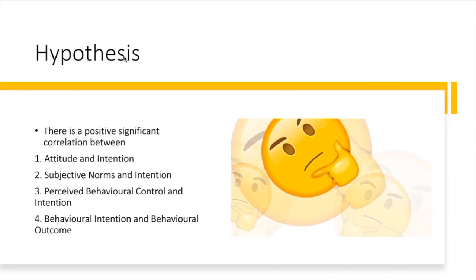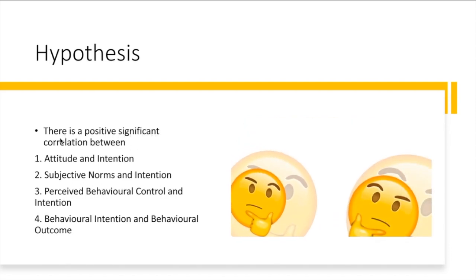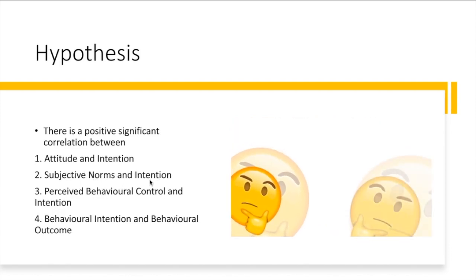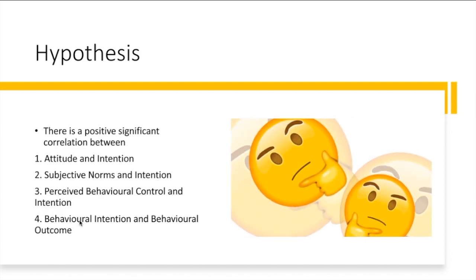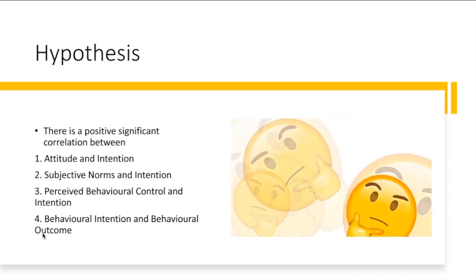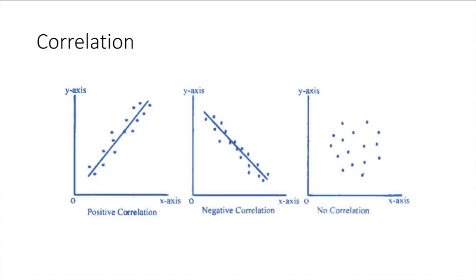So again, the hypotheses that you will have is that there is a positive significant correlation between attitude and intention, subjective norms and intention, perceived behavioral control and intention, and finally behavioral intention and behavioral outcome, or future behavior, whichever you want to refer to it as. Okay, so correlation. Correlation is basically the analysis of whether there is a relationship between two variables. We know there's independent variables and dependent variables. So here it is difficult to determine the independent and dependent because there is no causal relationship. It's just a relationship.